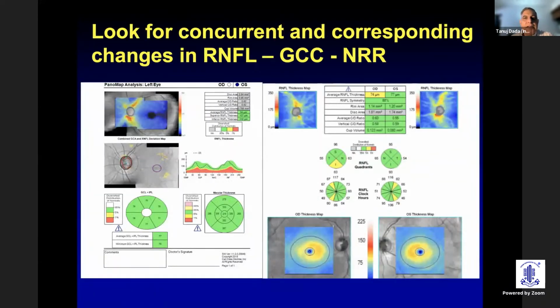The third important thing is that whenever you interpret the OCT, try to correlate the three important structures. So you should document the retinal nerve fiber layer change, and look for corresponding defects in the macular area and the neuroretinal rim. So if all three structures show corresponding damage, that is a clear-cut indication that the patient has glaucoma.